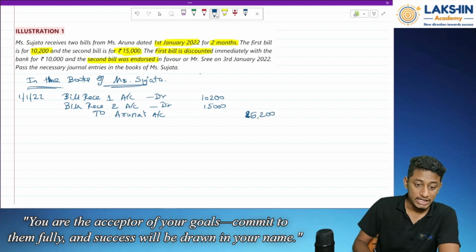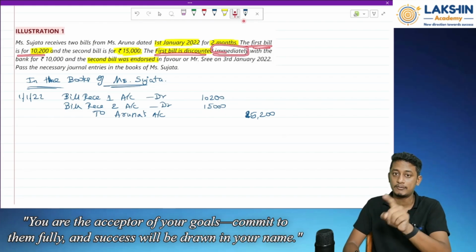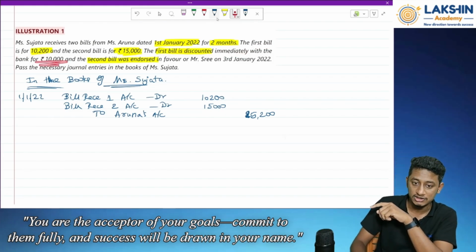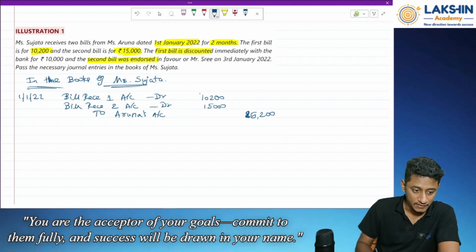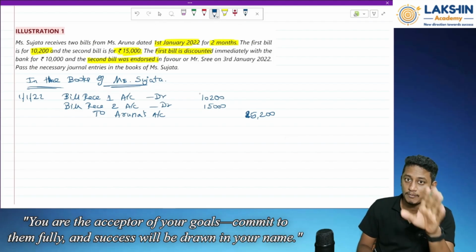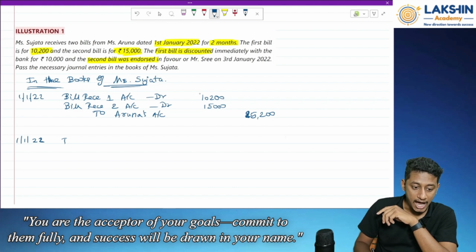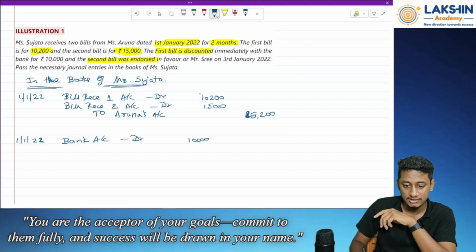Now what has happened? Immediately the first bill was discounted, right? So on 1st January itself, the bill was discounted for rupees 10,000. So now pass the journal entry for the discounting. Whenever discounting happens, the bank will give us a lesser amount than the bill value, because the bank also wants some margin. So on 1st of January itself, I have received money from the bank. How much is that? Rupees 10,000 is received from the bank.